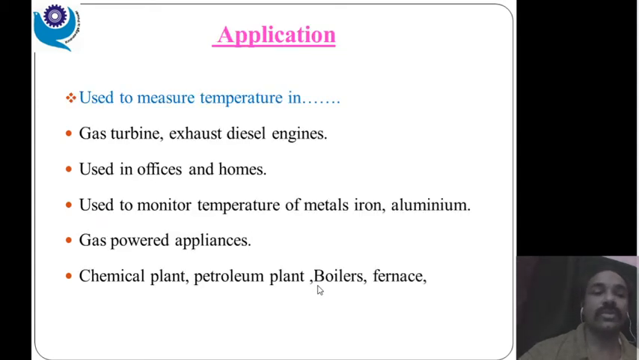Applications: it is basically used for gas turbines, exhaust of diesel engines, in offices and homes, and to monitor the temperature of metals, iron, aluminum, etc. Whatever the metals are, we can use it to monitor the temperature of gas powered appliances, chemical plants, petroleum plants, boilers, furnaces, etc., right? These are the wide variety of applications of thermocouple.